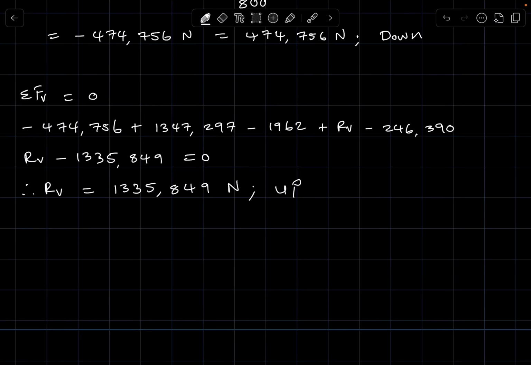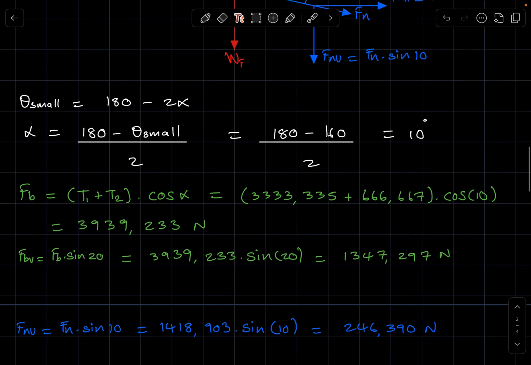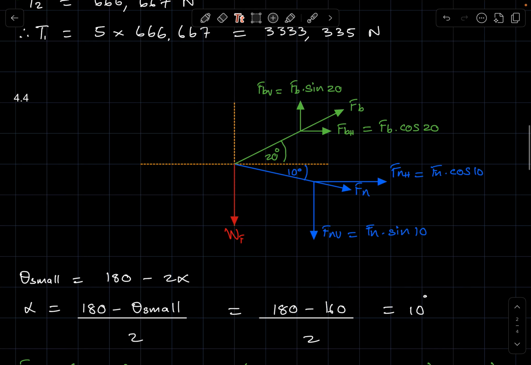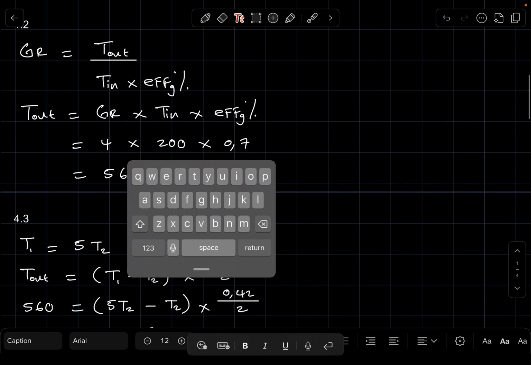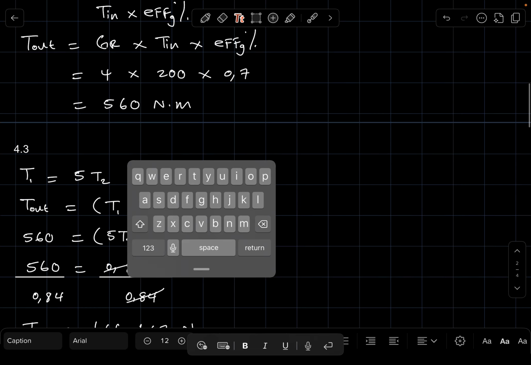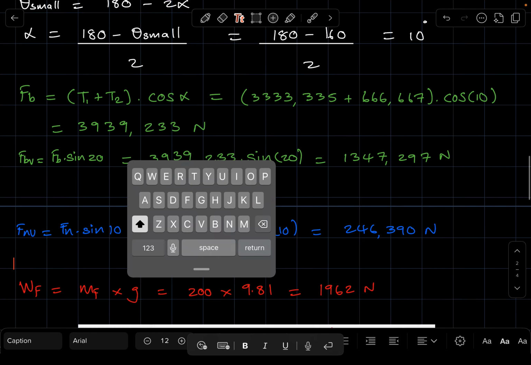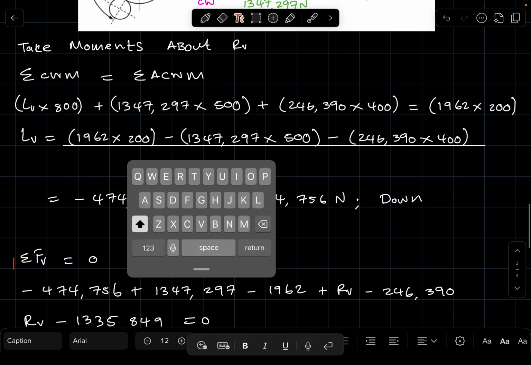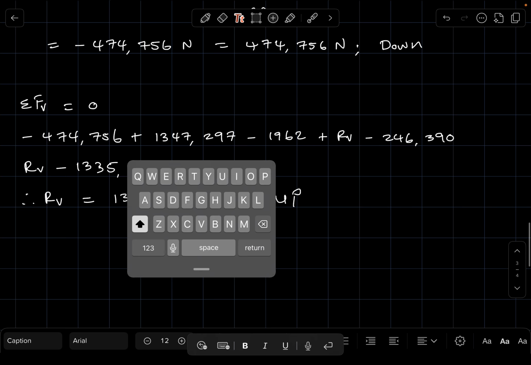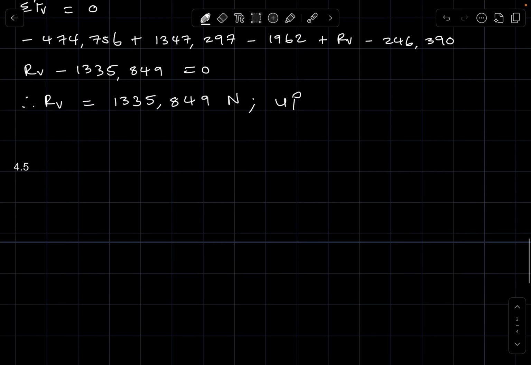Now let's look at 4.5. For 4.5, they want us to calculate the bearing reactions in the horizontal plane now. And so looking at the reactions at the bearings along the vertical plane, this is 4.5.